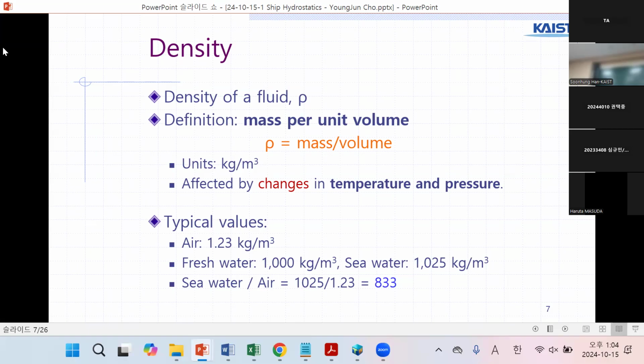We are already familiar with these terms. So first, I will explain density. Density is defined as mass per unit volume and is dependent on pressure and temperature. Generally, the density of a liquid is 1,000 times greater than that of gases.